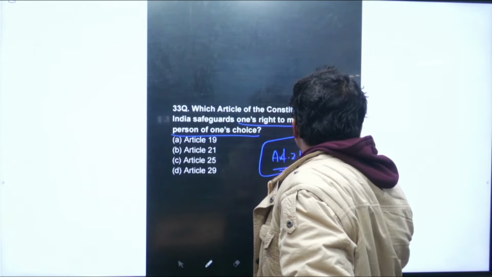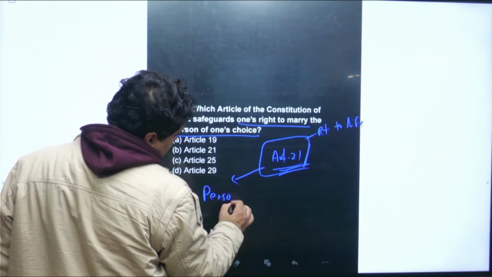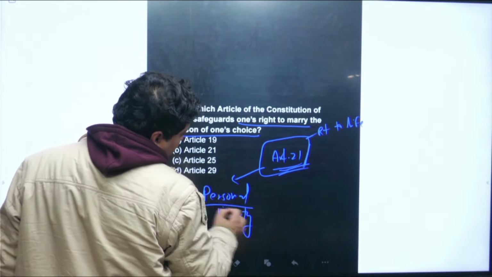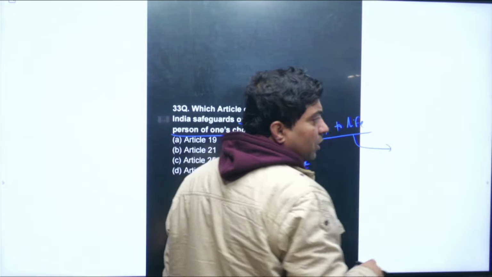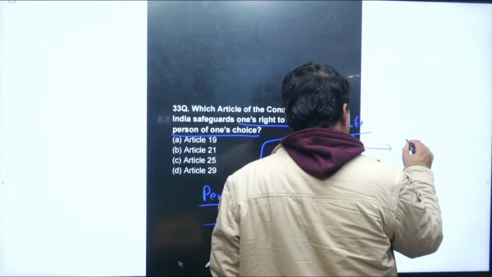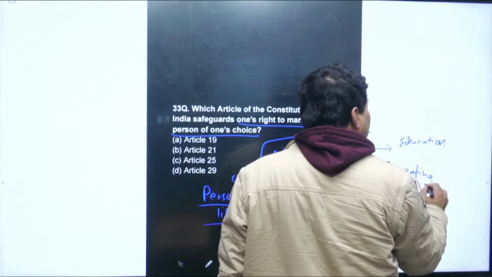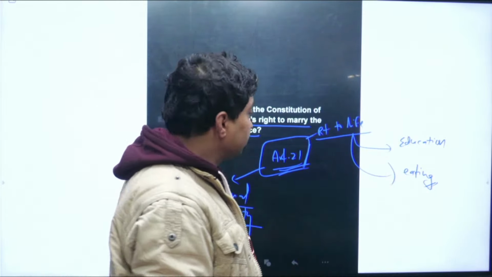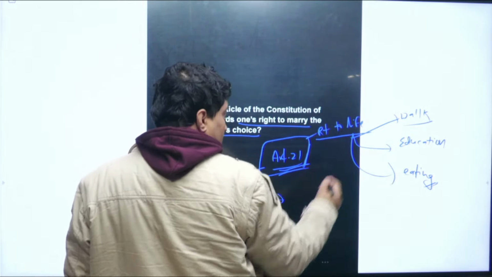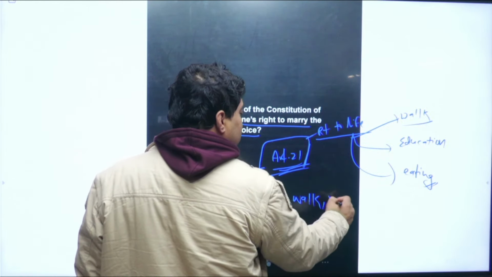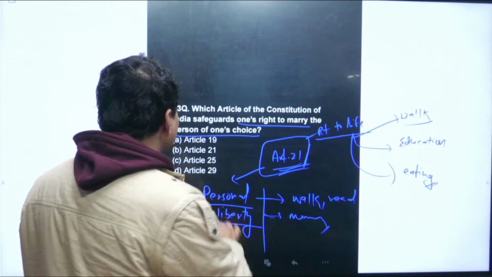So here two things: right to life and right to liberty or personal liberty. Now, right to life includes everything related to life which is necessary for enjoying life, for example, education, eating. An individual cannot sustain without eating good food. Right to life includes walk. Now if you have personal liberty, yes, walk, read, marry, yes. So Article 21 would be the correct answer.